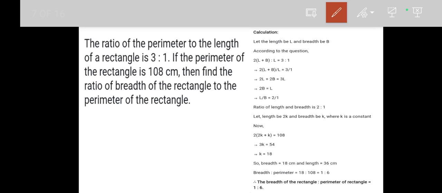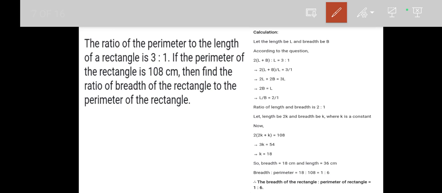Now when you divide it, 2 (length plus breadth) divided by length is equal to 3 by 1, you get 2 times L plus 2 times B is equal to 3 times L. When you just cross multiply it, you get this value. So 2 times B is equal to L. So you know that length is twice the breadth. So length by breadth is 2 by 1. So we have the ratio of length and breadth, that is 2 is to 1.